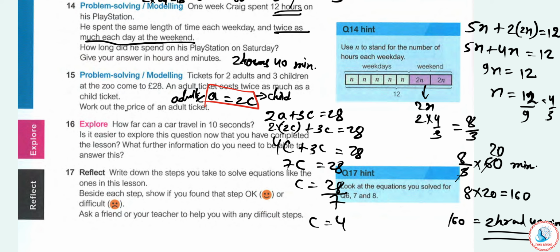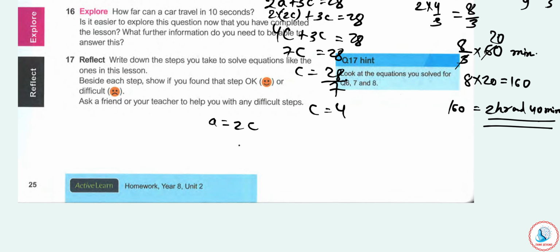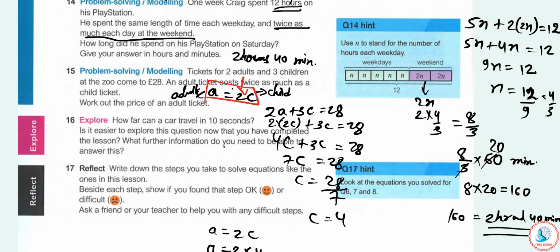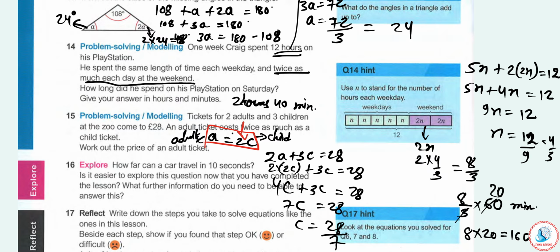It is asked for the adult ticket. We know the price of the child ticket, so we can put the value here and get the price of the adult ticket. So A is equal to 2C, right? And the value of C is 4. So the price of an adult ticket is 8 euros. This is our answer.